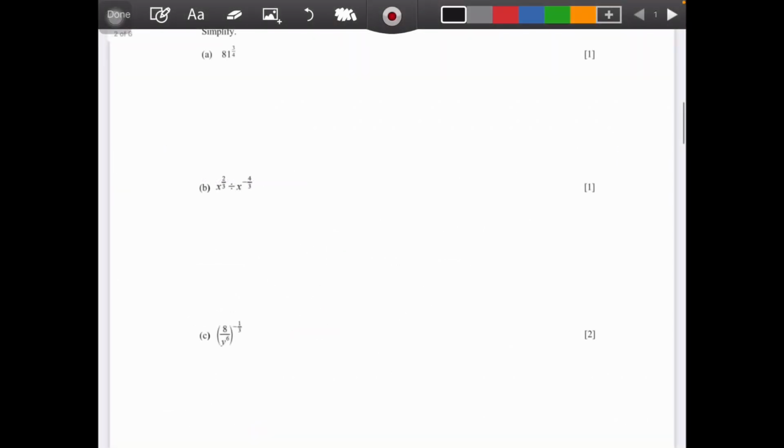So for the more difficult indices questions, looking at question A, we can see that we have to simplify 81 to the power of 3 over 4. So as we've learned previously, to the power of a fraction of a number means it's the root of 4.